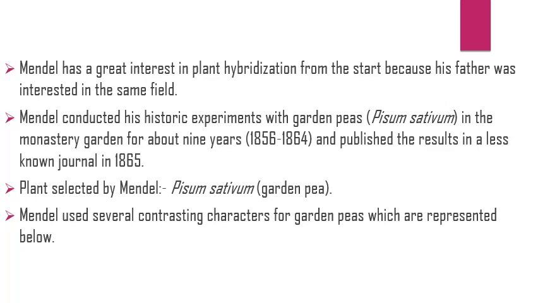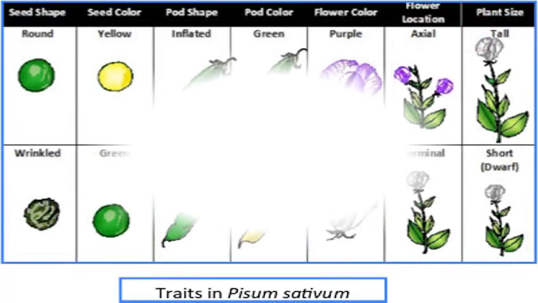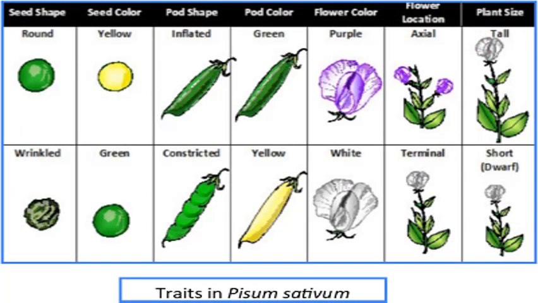Mendel used several contrasting characters for garden peas, which are represented below. You can see in this chart: seed shape, seed color, pod shape, pod color, flower color, flower location, and plant height. So Mendel selected garden pea as material in his experiment due to the following advantages.